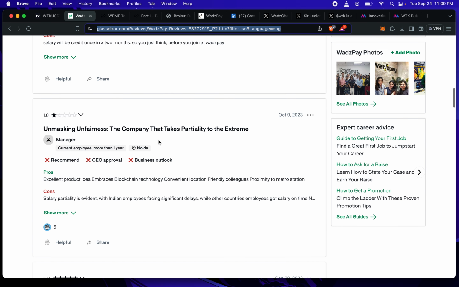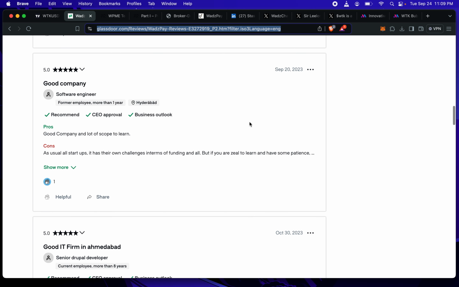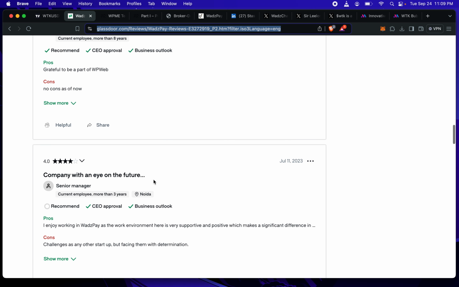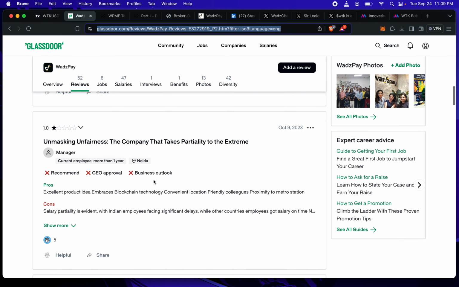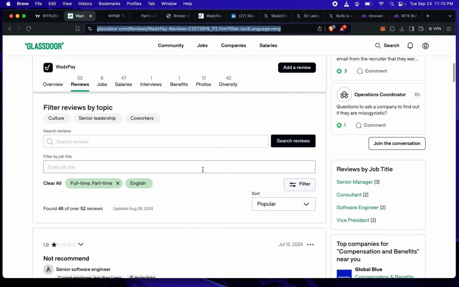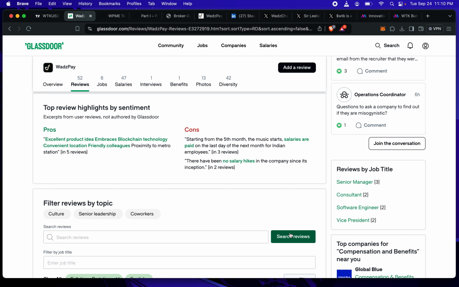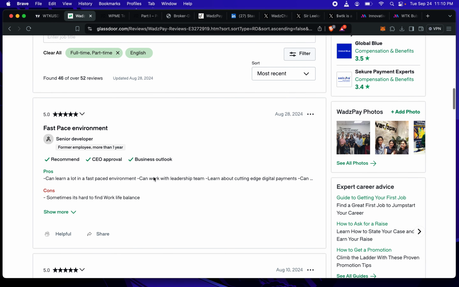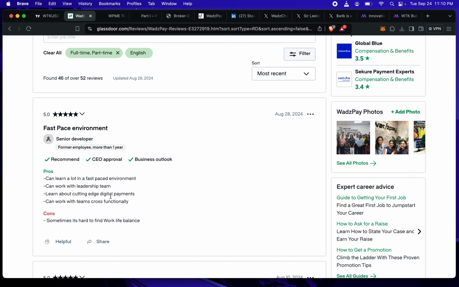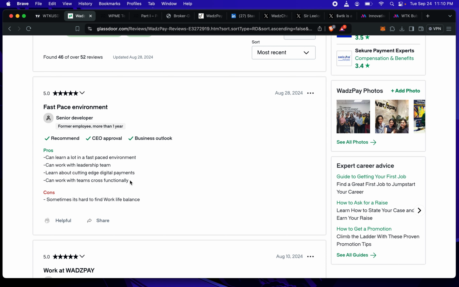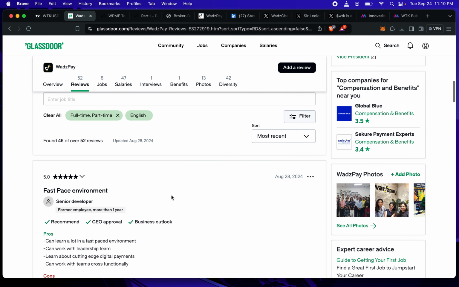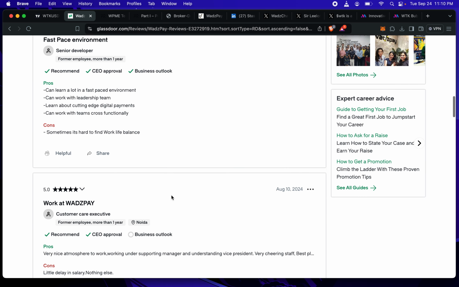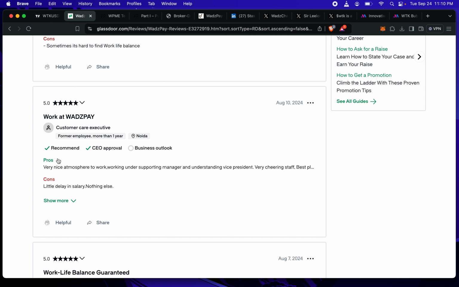I like the new... Let's go to the newest ones. How do you get to the newest reviews? I was just reading them. Sort by most recent. Okay, here we go. Fast-paced environment. This is by a senior developer. He's been there for more than a year. They work with a leadership team. They're cutting-edge digital payments, so they're trying to be a hybrid payment system in the Middle East. And it's a nice atmosphere.